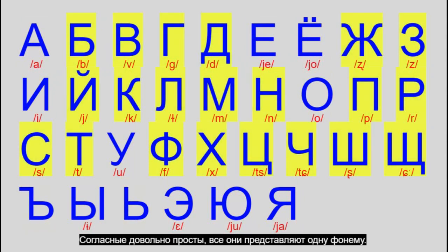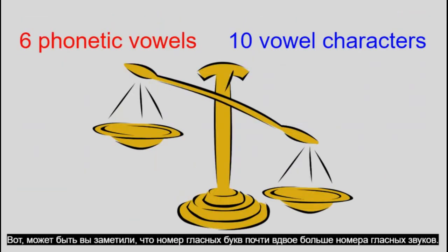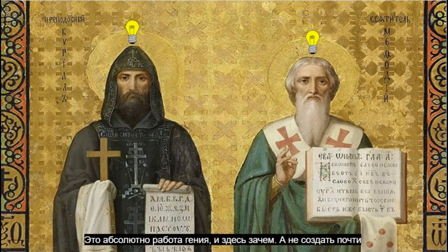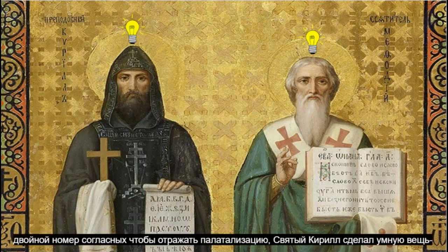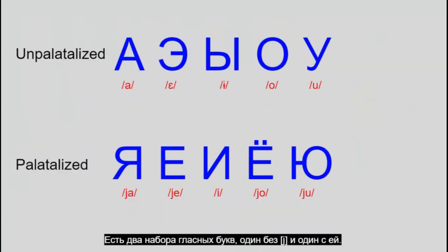The consonants are pretty straightforward; they all represent one phoneme. Now, you may have noticed that the number of vowel characters is almost twice the number of phonetic vowels. This is some absolute genius work, and here's why. Rather than making almost double the number of consonants in order to reflect palatalization, St. Cyril did the smart thing. He attached it to the vowels. There are 2 sets of vowel characters, one without the y sound and one with it.